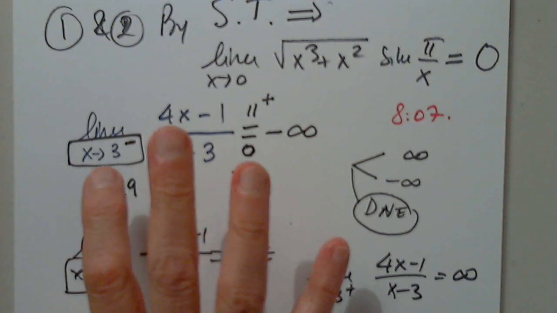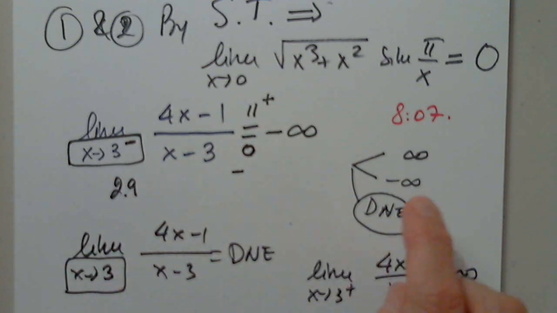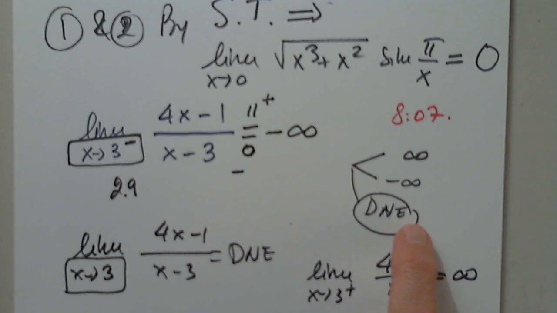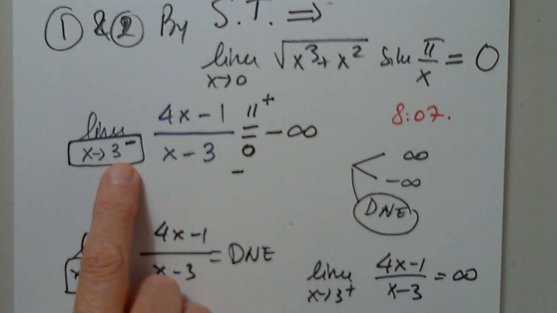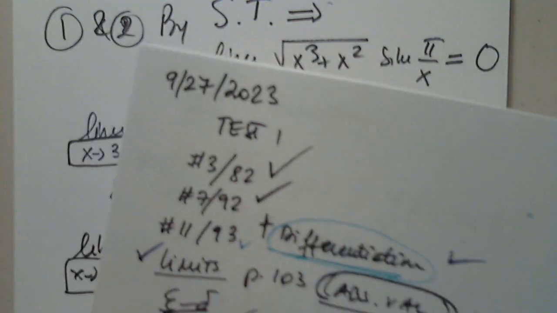So please always look at this. If it's from one side, think in terms of positive or negative infinity, and do not jump to the conclusion of DNE. Okay, enough of that.